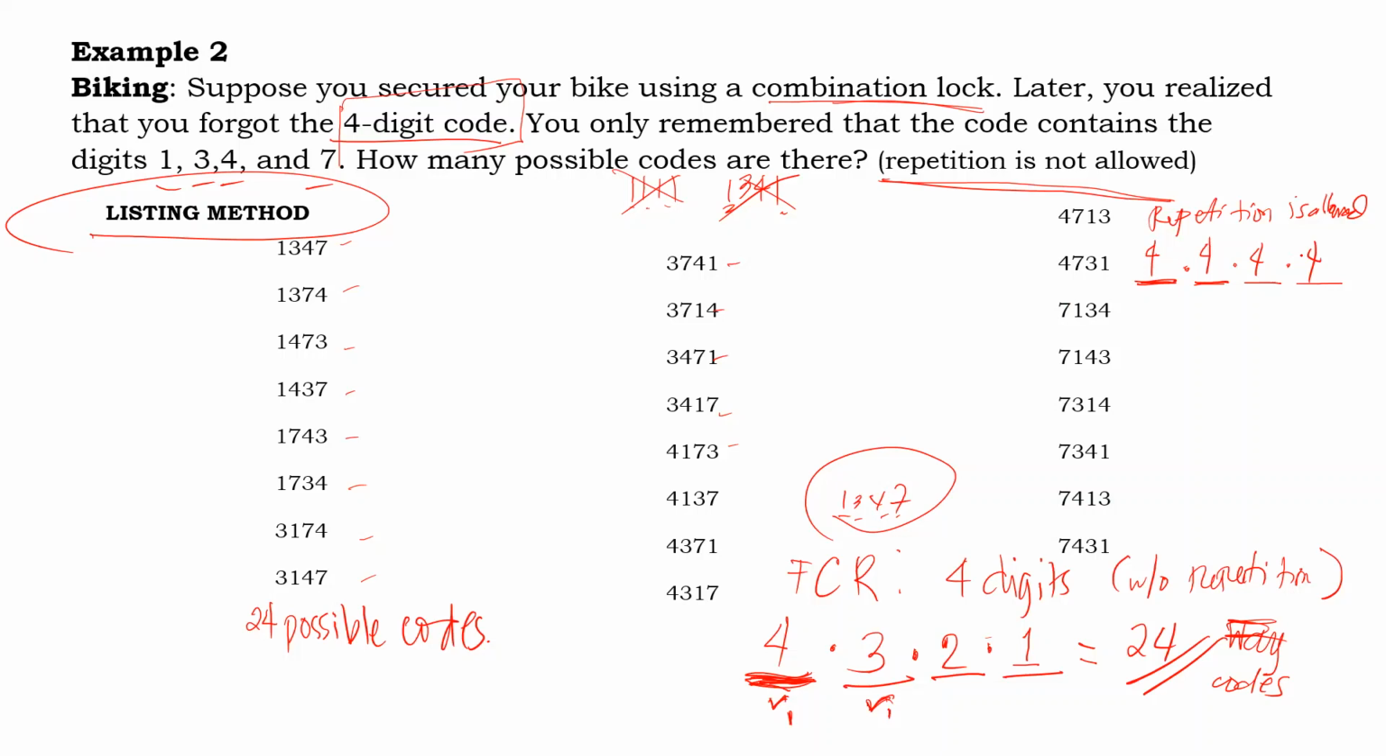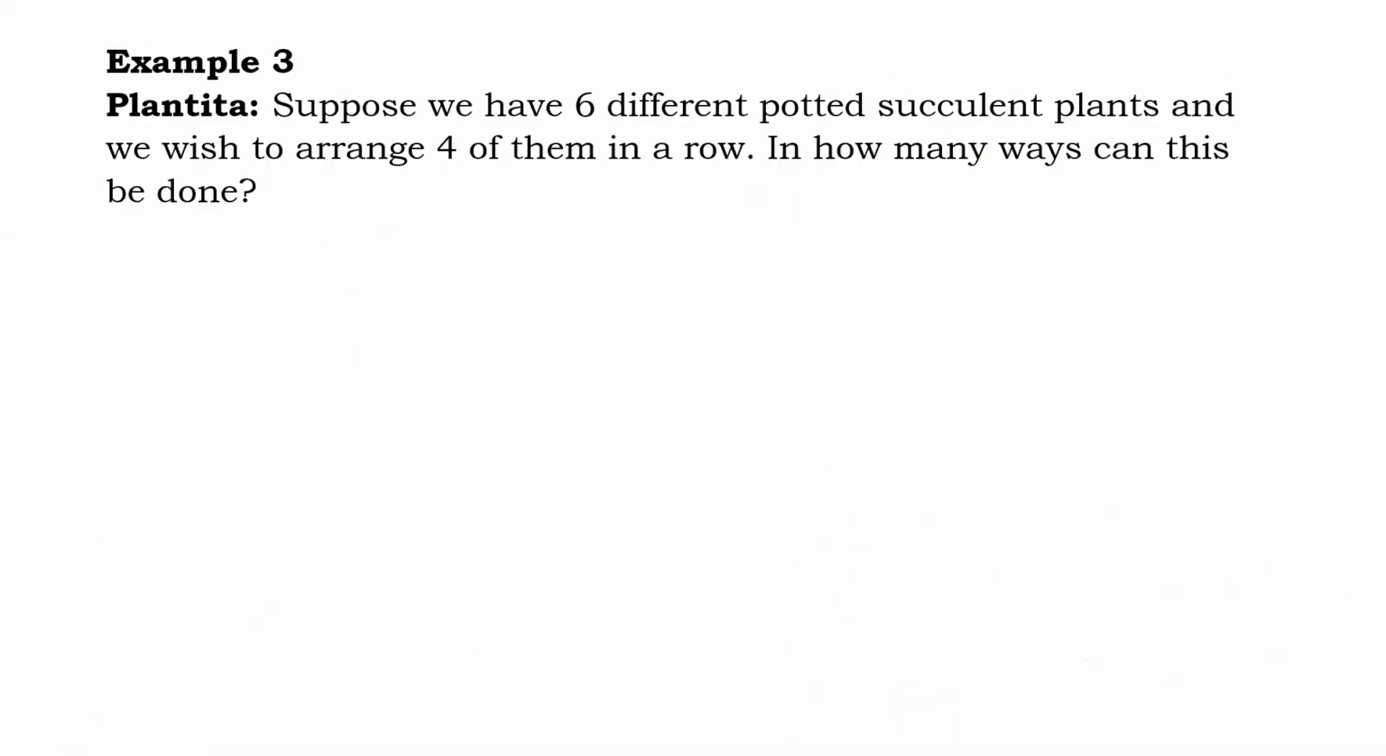So, all in all, 4 times 4 times 4 times 4 is equal to 256 codes if repetition is allowed. If repetition is not allowed, we only have 24 codes. This is using the fundamental counting rule. I hope my discussion on how to solve this kind of problem using the listing method and the fundamental counting rule was clear. Okay, let us proceed.